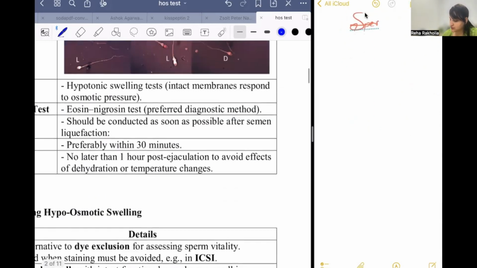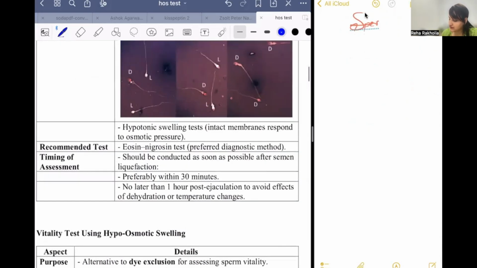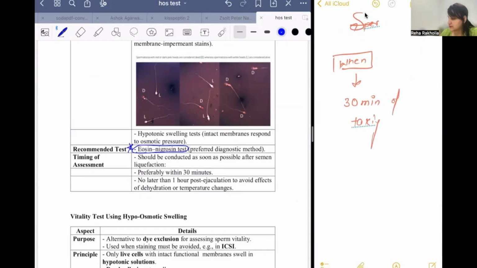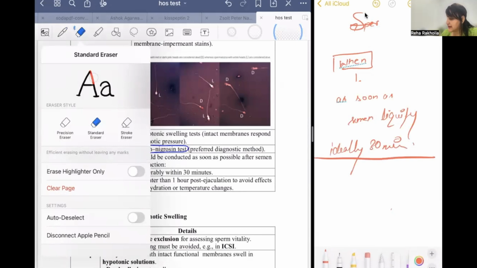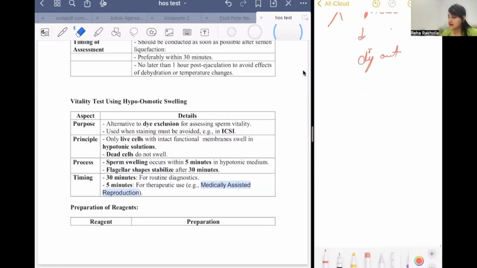Best to use for this purpose is the eosin-nigrosin test. Basically, the test should be done as soon as possible after semen liquefies. Okay, ideally within 30 minutes, and we should never delay beyond 1 hour, as sperm can dry out or there may be a temperature shift, and there may be damage to the sperm. This was in the journal about the vitality test.